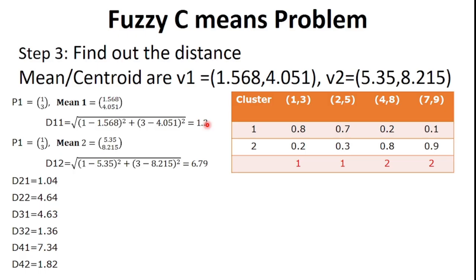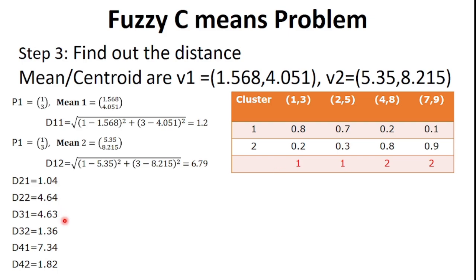If you see the first data point, if you consider mean 1, you are getting 1.2. It is less compared with D12, so it belongs to category 1. Same way for the second, D21 and D22, see here D21 is less. Mean 1 is less, so it belongs to mean 1 category, 1.04.